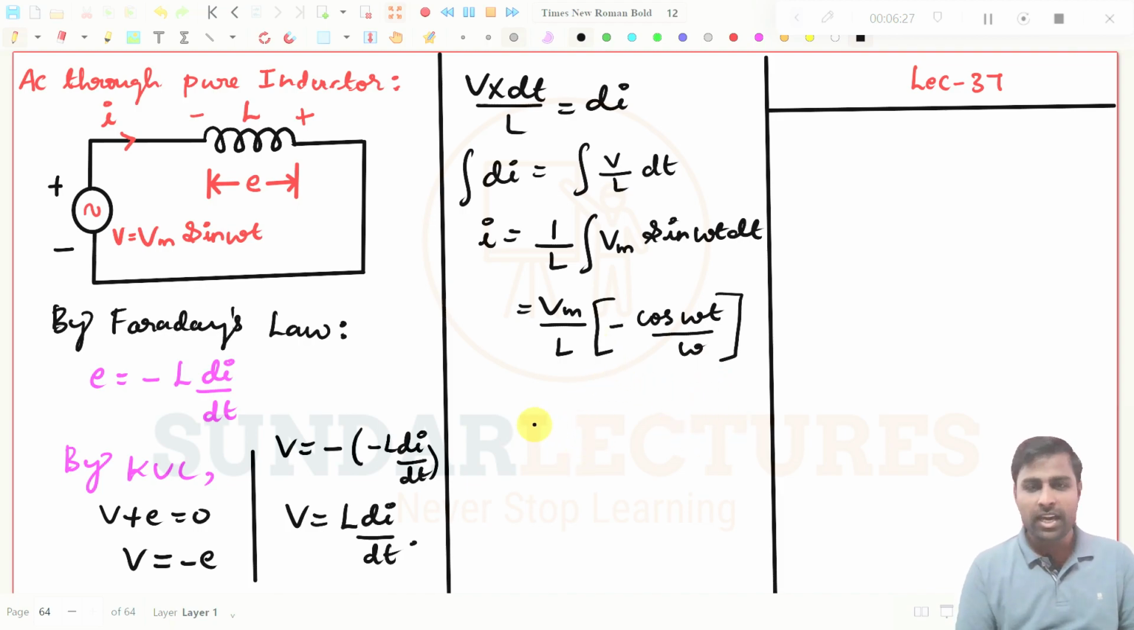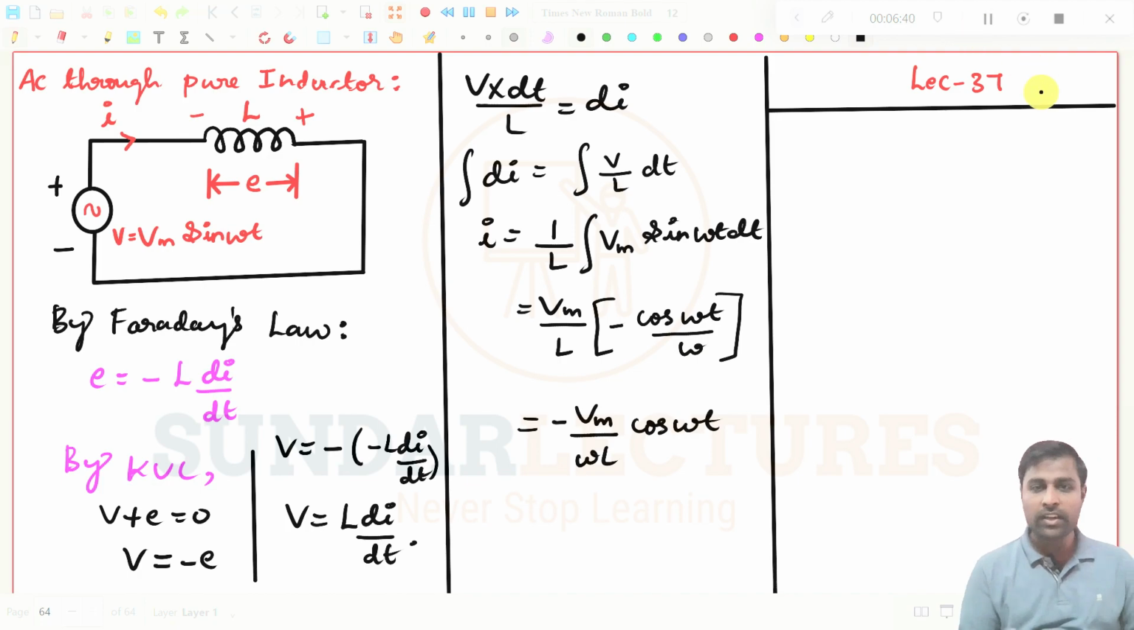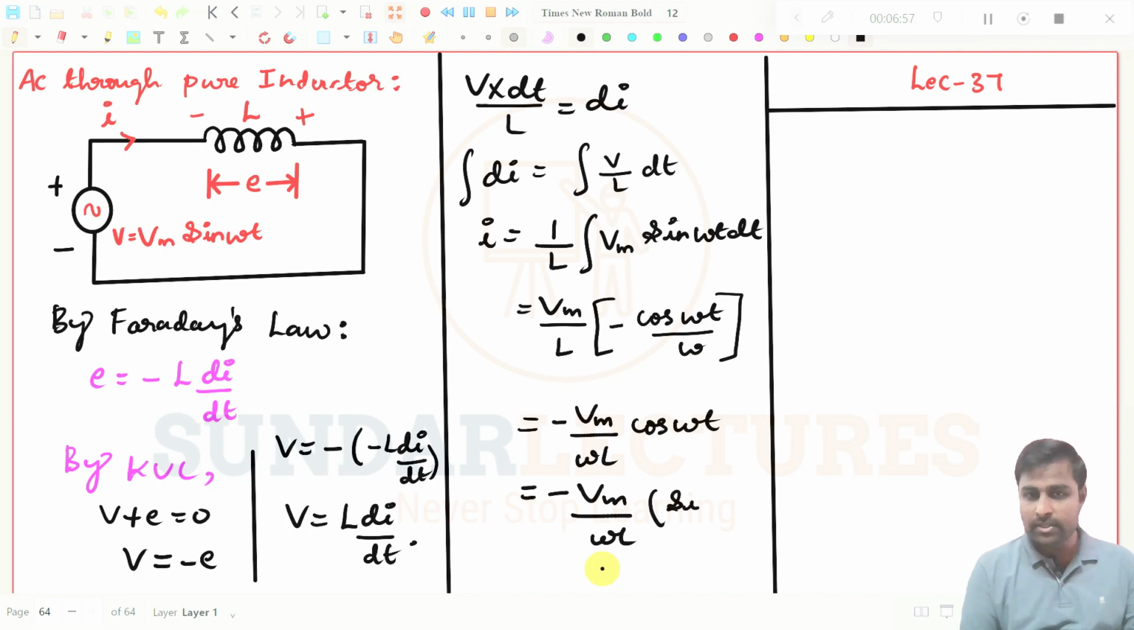So here I can do further, minus Vm by omega L cos of omega t, right? This is the expression. So how can we write cos omega t? Cos omega t will be nothing but sine of 90 minus omega t, right? So here, this is minus Vm by omega L, and I can write sine of 90 minus omega t.